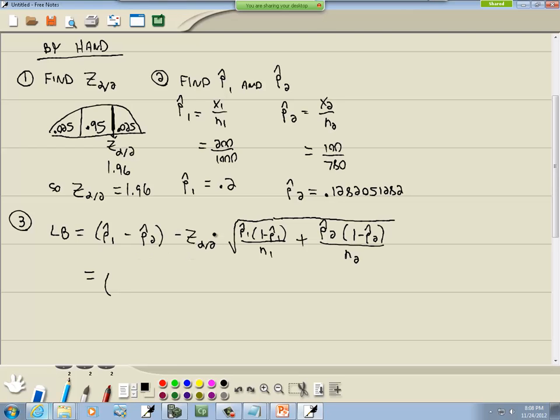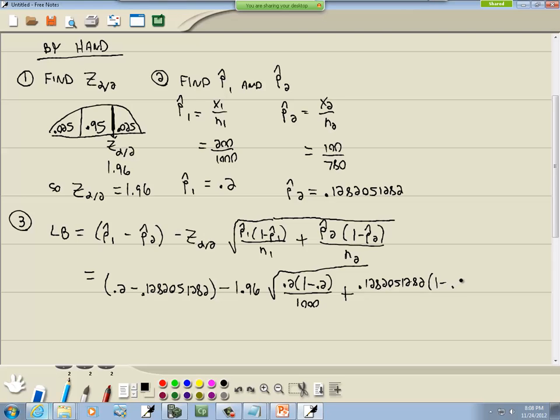Well, this would be P hat sub 1, which is 0.2, minus P hat sub 2, which is that long number, 0.1282051282, minus Z alpha divided by 2, which is 1.96, and the square root of P hat sub 1, which is 0.2, times 1 minus 0.2, divided by n1, which was 1,000, plus P hat sub 2, which is 0.1282051282, times 1 minus 0.1282051282, all over n2, which was 780.